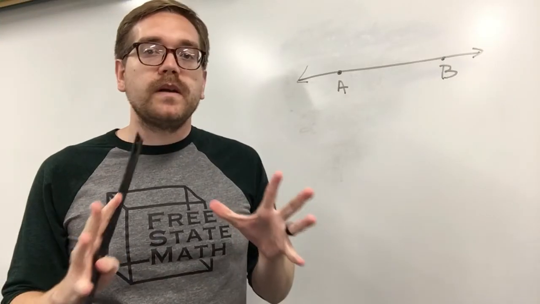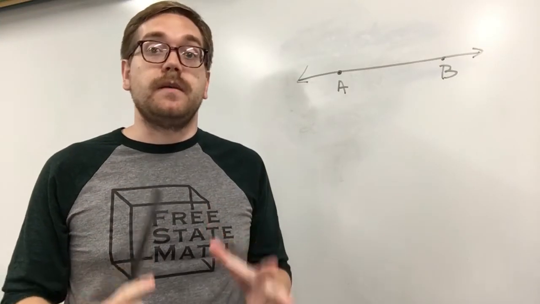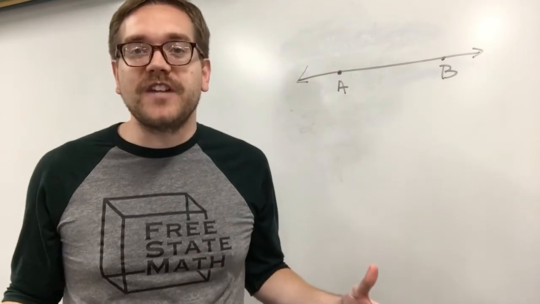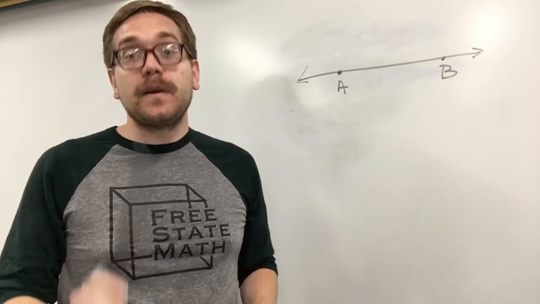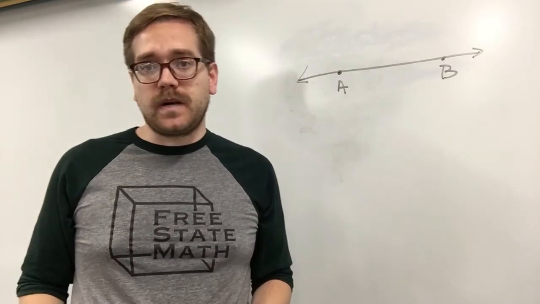Have you ever thought about how points on a line can correspond to numbers on a ruler? Of course you haven't. You're a normal person. But it does, and that's called the ruler postulate.